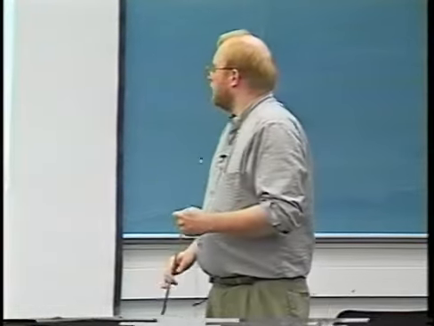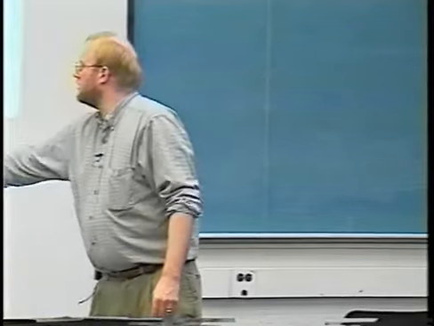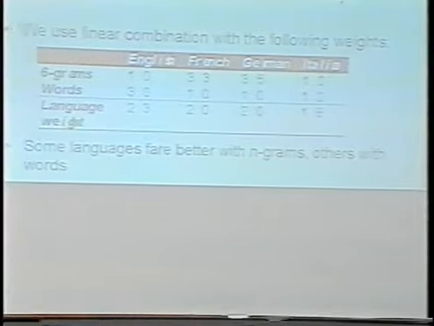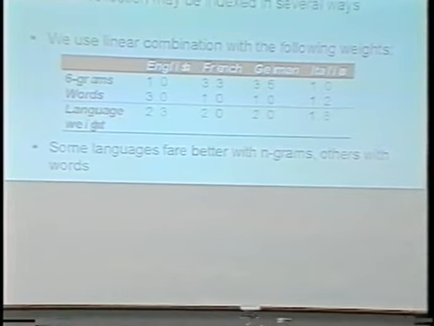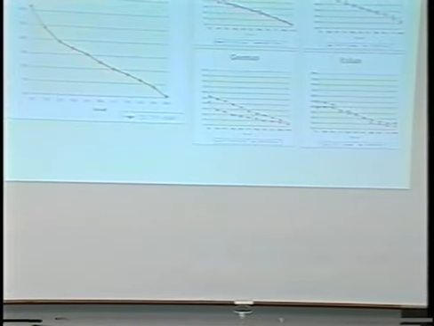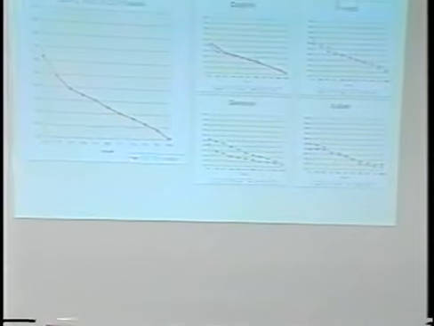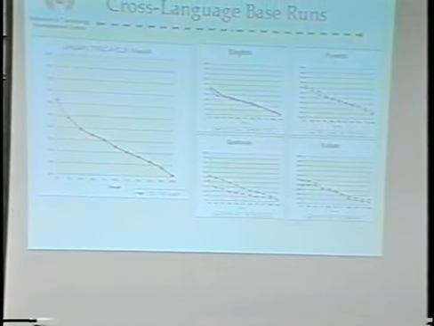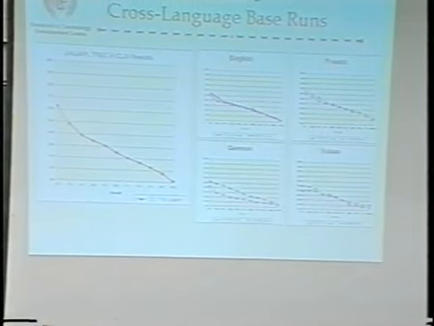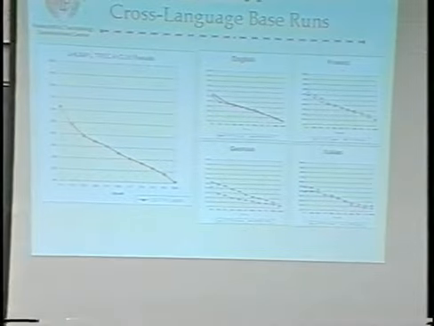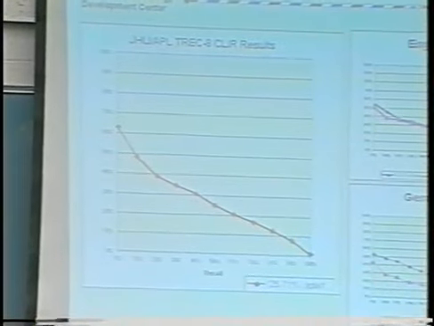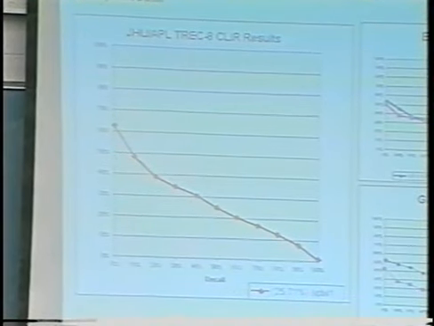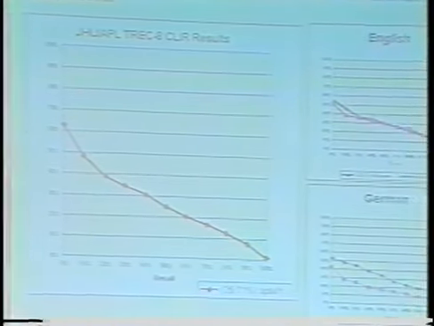Okay, so we had some training data from the previous year's TREC. We used those. These are the weights we got. This graph shows how differently the languages actually responded to the different term types. You can see that on our training data, we saw a big difference between words and n-grams. In the test data, there was not a lot of difference.